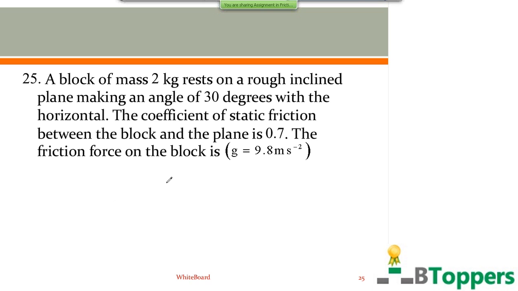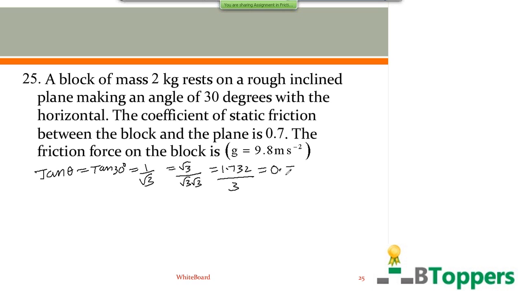So in this problem, tan theta is equal to tan 30 degrees, which is equal to 1 by root 3. You can roughly calculate the value of 1 by root 3. You can multiply both numerator and denominator with root 3. It's not necessary to know the exact value of tan theta here, but you have to check whether it is more than mu s or less than mu s.